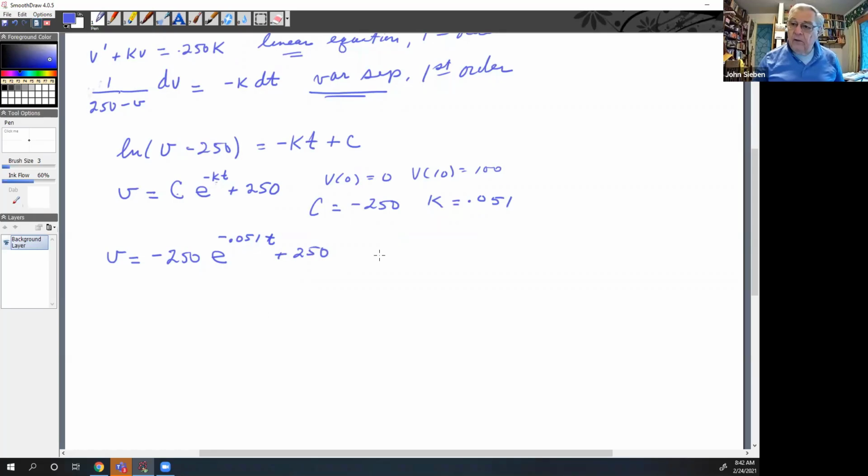And what we wanted to know is, when is V of t equal to 200 kilometers per hour? And so you set V equal to 200 and you solve this, and that would be 31.6 seconds. So 200 kilometers per hour, that's pretty fast, 31.6 seconds.